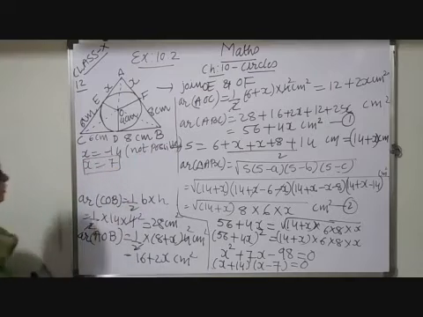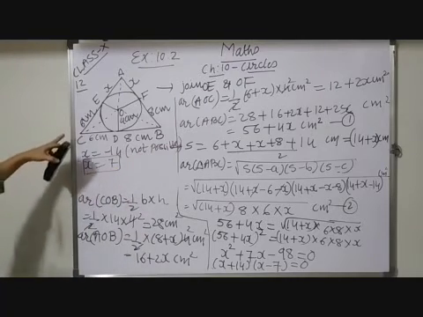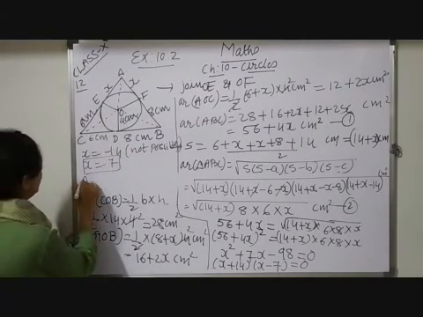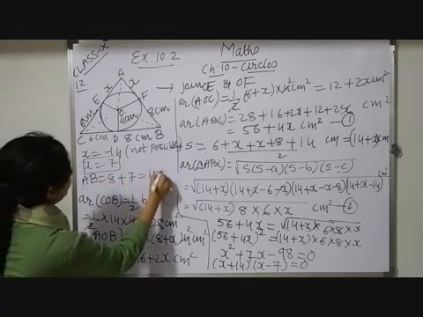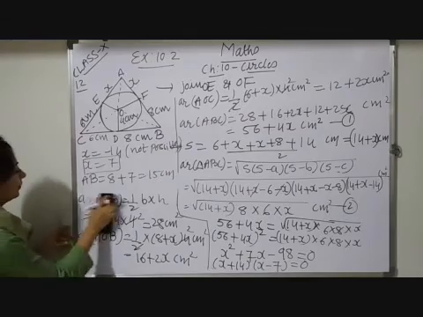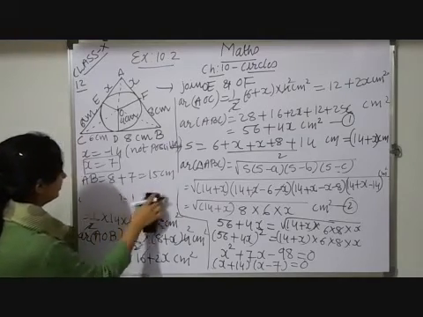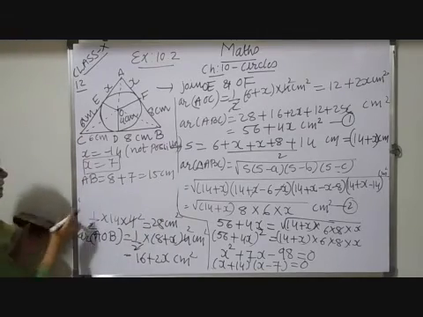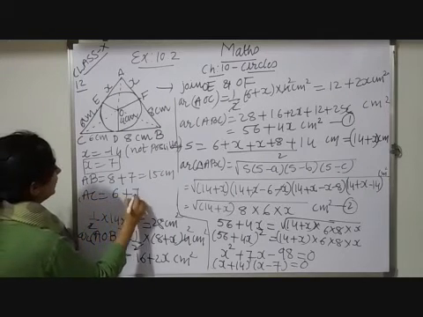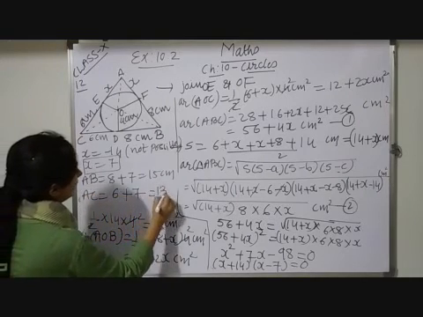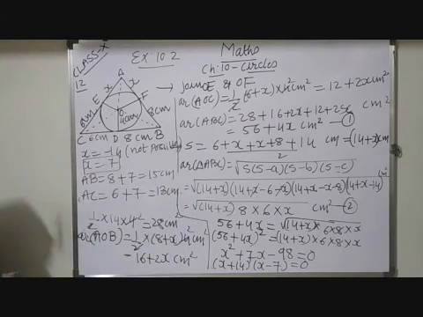Now, substitute these values here in AB and AC. So, here AB is equal to 8 plus 7, that is 15 centimeter, and AC is equal to 6 plus 7, that is 13 centimeter. So, hope this question is understood to you.